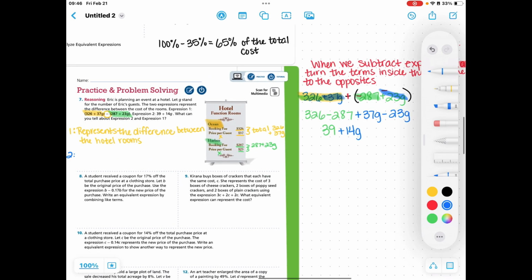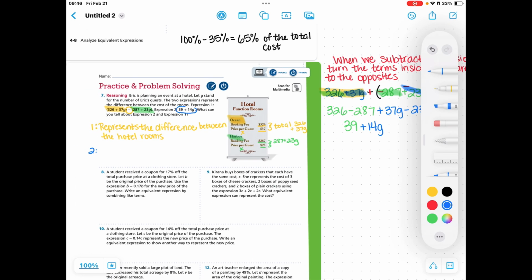Look what happened. Look what value that gave me. 39 plus 14G. So expression number 2 represents, or I'm not even going to say solving because we didn't solve it, we simplified expression number 1. And we just did that. We showed all of our work over here off to the side. We simply simplified the expression to give us something a little bit nicer, a little bit easier to work with.